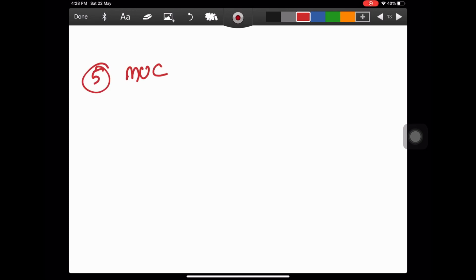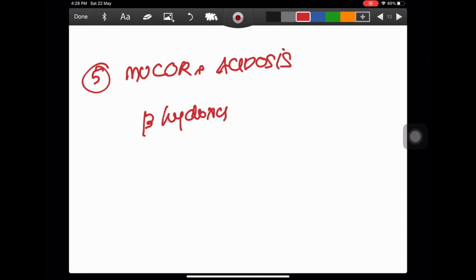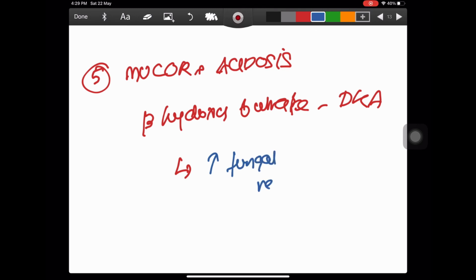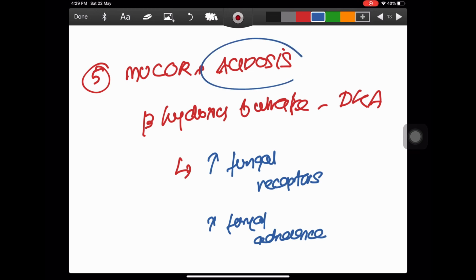Okay, so final point is mucor plus acidosis. So acidosis, we know that beta hydroxybutyrate is the most common cause of acidosis in diabetes, in a DKA. This beta hydroxybutyrate increases the fungal receptors and increases the fungal adherence. Okay, so this acidosis can also cause increased mucor.